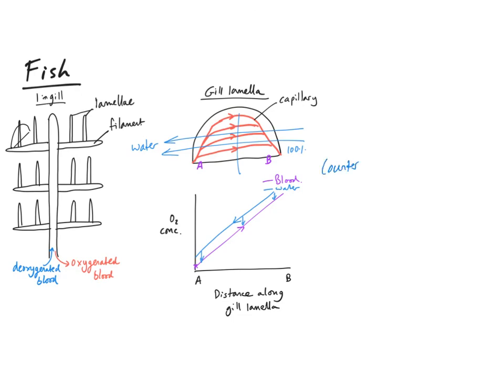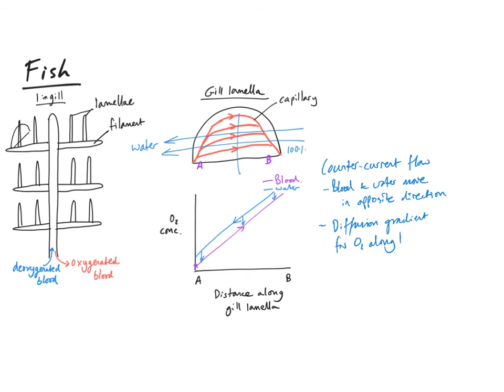Counter-current with an E, flow. It just means, and I would say in the exam, that blood and water move in opposite directions. I have to write to think. Therefore, there's a diffusion gradient for oxygen along the entire length of the capillaries, or capillary, in the lamella.